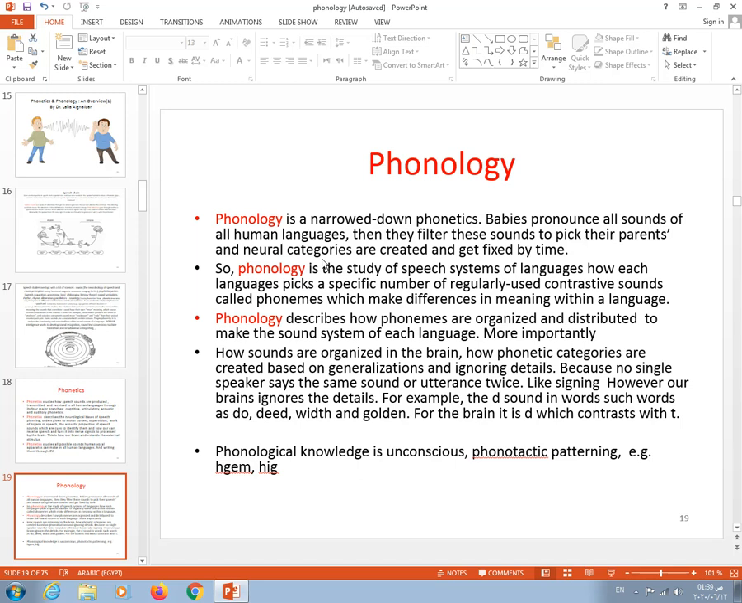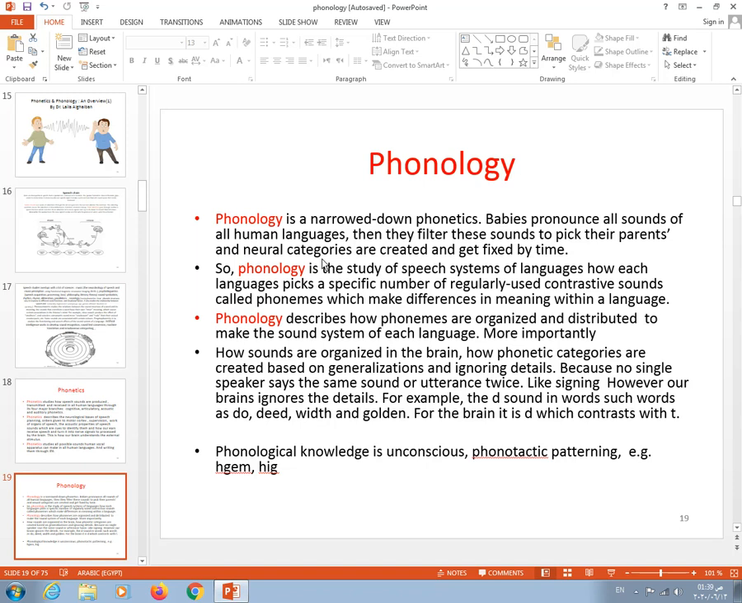When babies are born, they are able to pronounce all sounds of human languages. But later on, they filter these sounds and they pick their parents' sounds. And they get these patterns fixed in their brains and create neural categories, which get fixed by time, and they become later on not flexible enough to learn new patterns, new sounds.